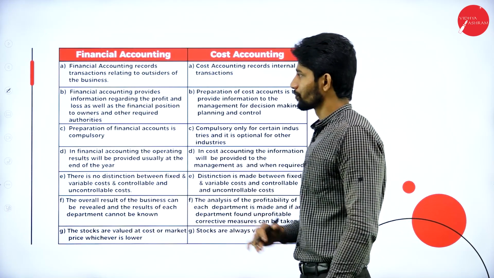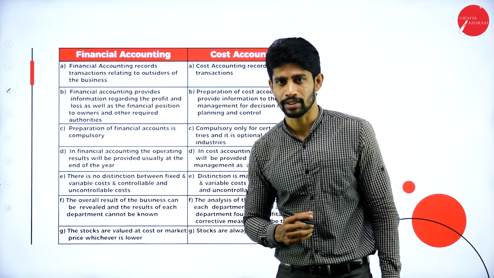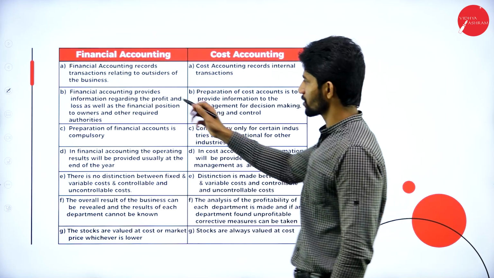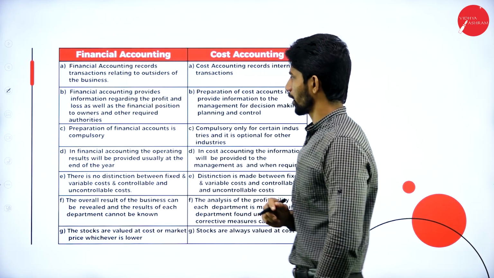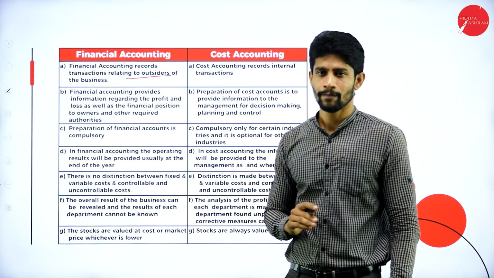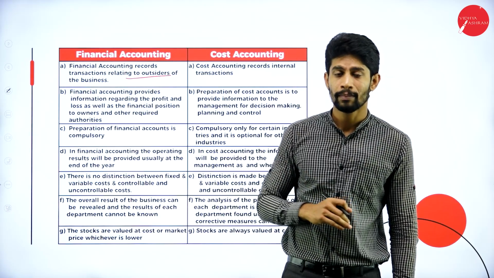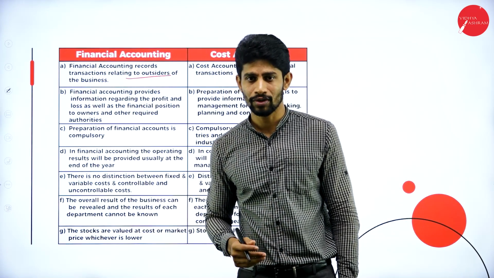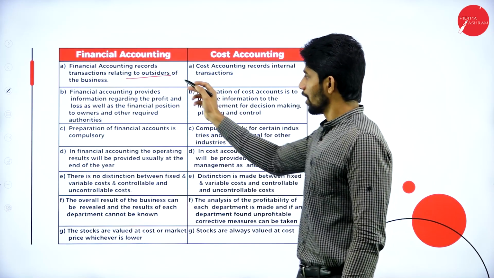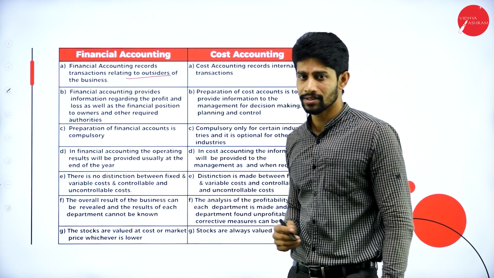And the next thing is the difference between financial accounting and cost accounting. What is the first difference? Financial accounting records transactions relating to outsiders of the business. In financial accounts, what are we going to do? Sales account, purchase return account, sales return account, bank account. So in financial accounting, we are going to maintain the outsiders' accounts.